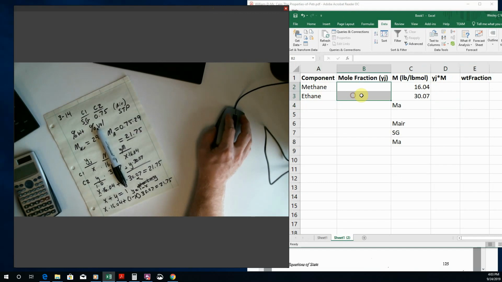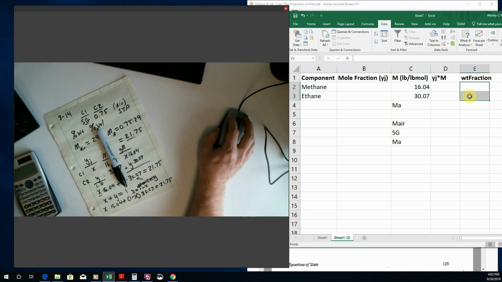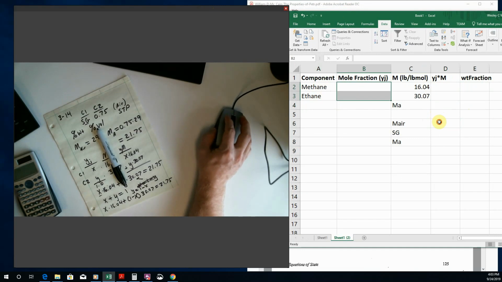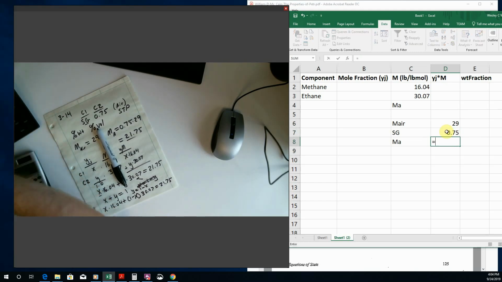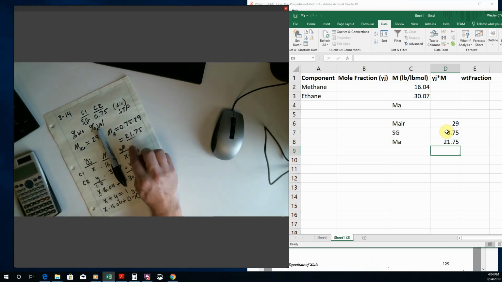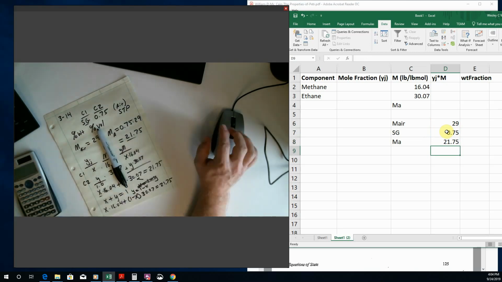We're trying to find these volume fractions and then ultimately the weight fraction. So let's start filling in some values here. We don't know these values yet, right? But how about air? We know the molecular weight of air is 29, the specific gravity is 0.75. So our mixture would be equal to this times that. That's going to give us 21.75, which I've already done right here.